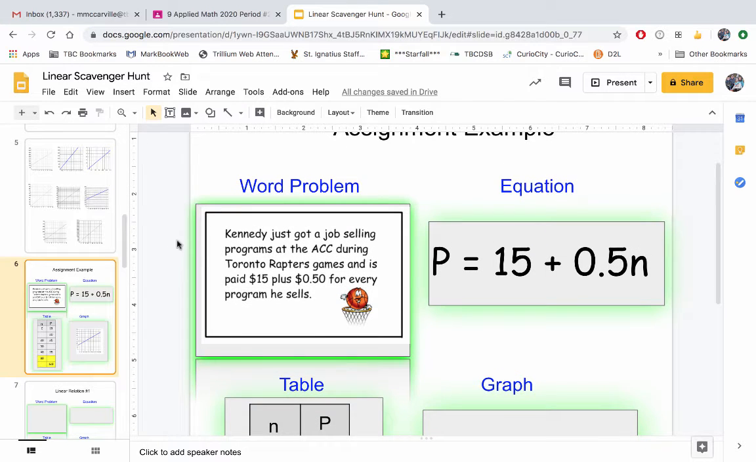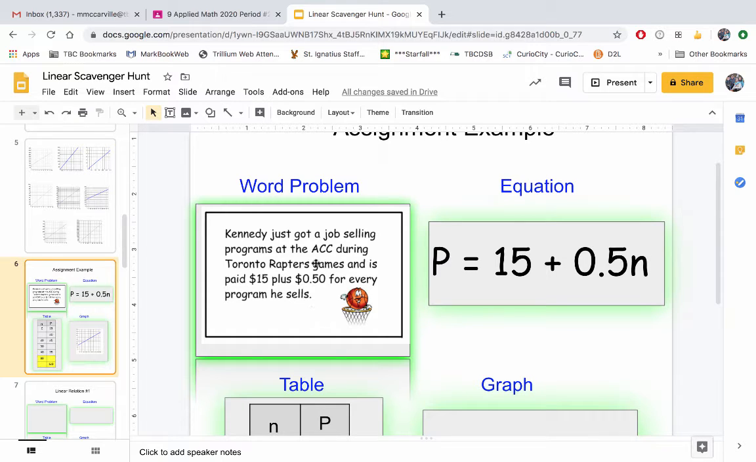Kennedy just got a job selling programs at the ACC during the Toronto Raptors games and is paid $15 plus $0.5 for every program he sells. Or in other words, 50 cents for every program that he sells. So this is a good example of a partial variation linear relation.